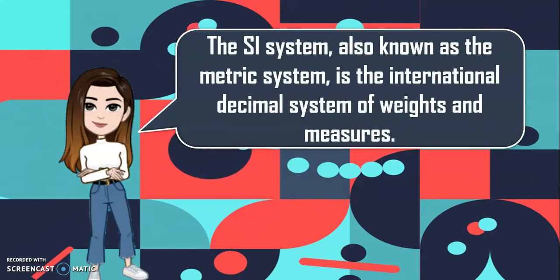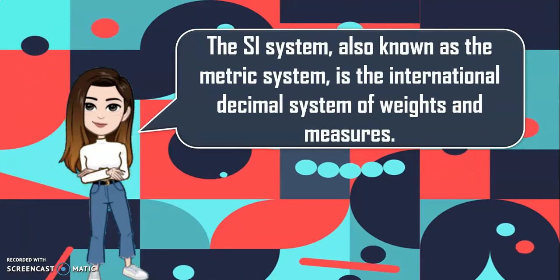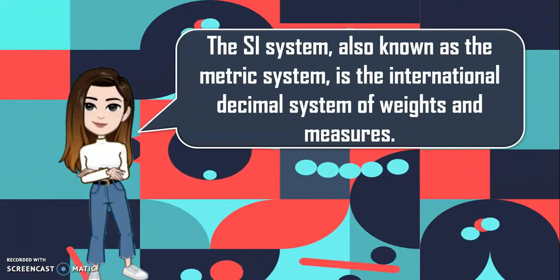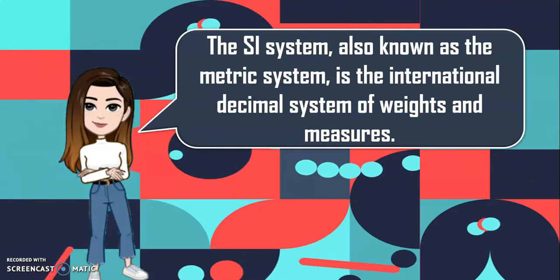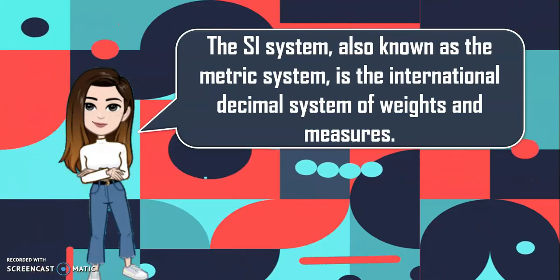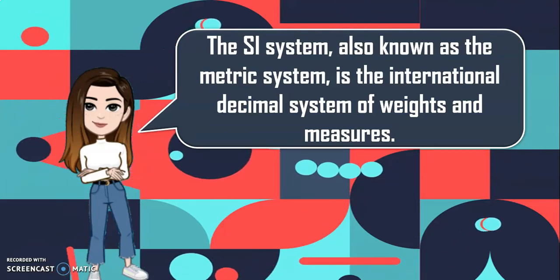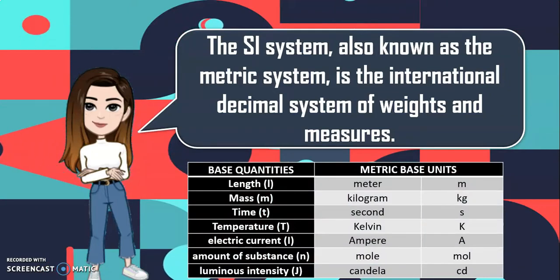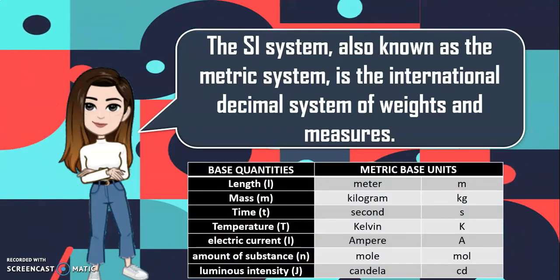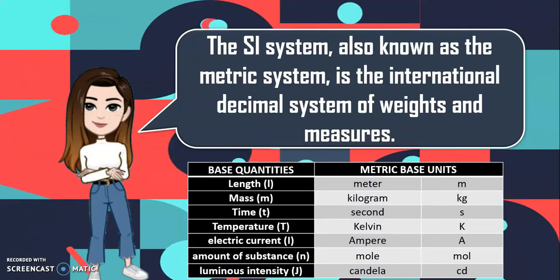The SI system, also known as the metric system, is the International Decimal System of weights and measures. It is the basis of the standard units assigned to various physical quantities. Here is a table that shows the 7 base quantities and their metric base units, also known as SI units.